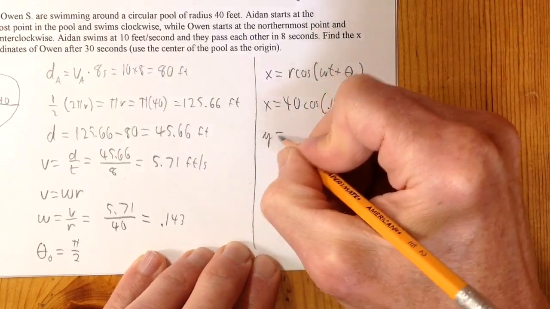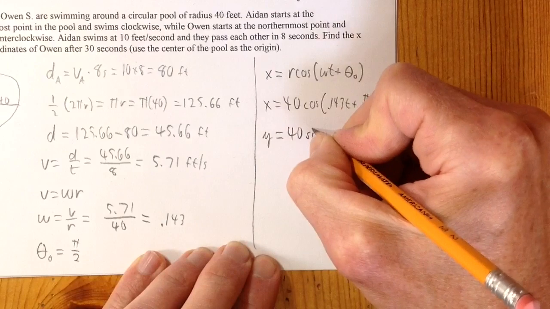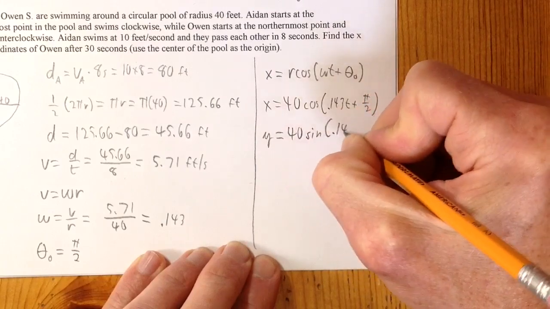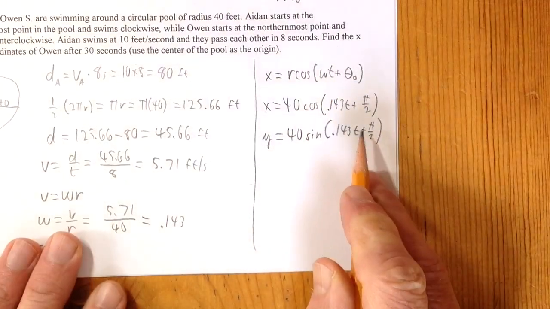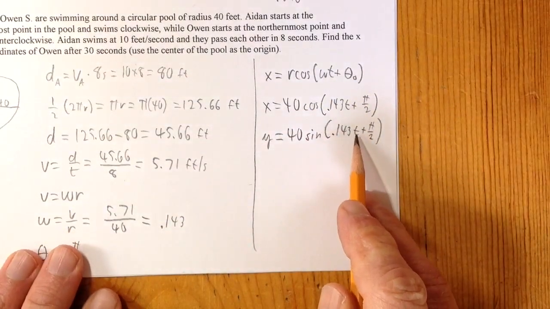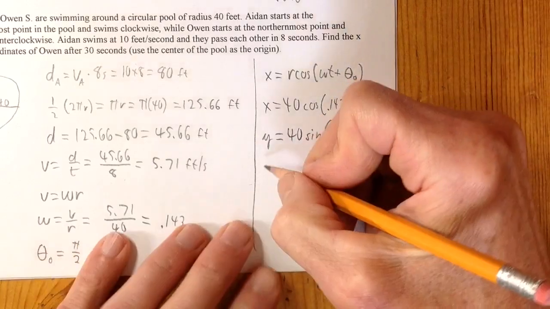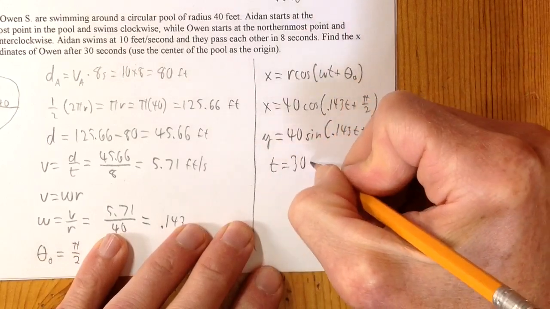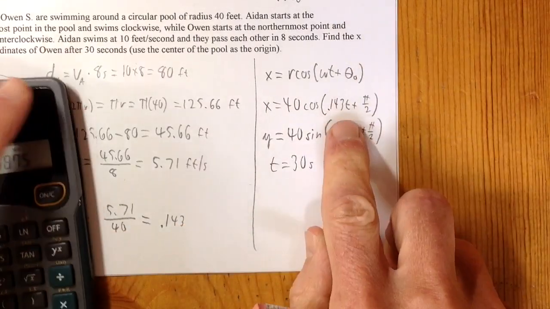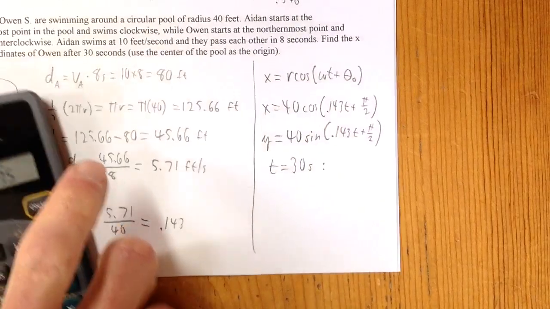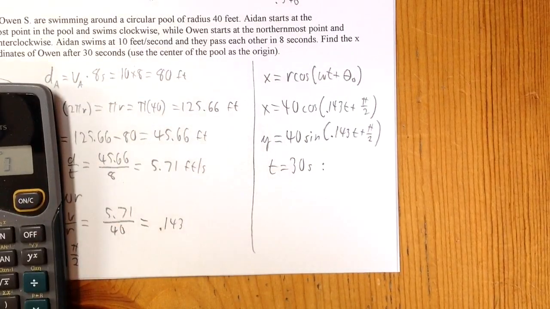So we can just write down the y. It's 40 sine of 0.143 t plus pi over 2. That's where he is at any time you want. Now all we got to do is plug in t equals 30 seconds, and then do a lot of calculator work. So 30 times 0.143 plus pi divided by 2.